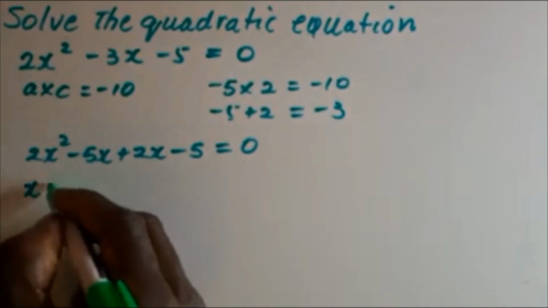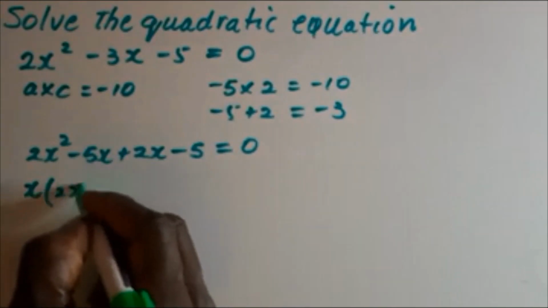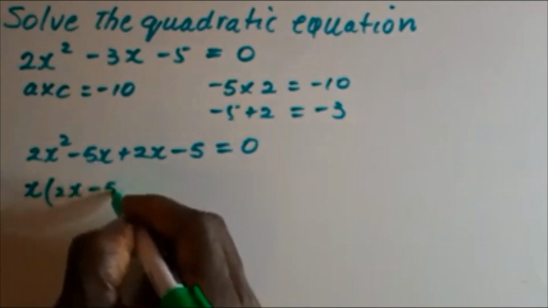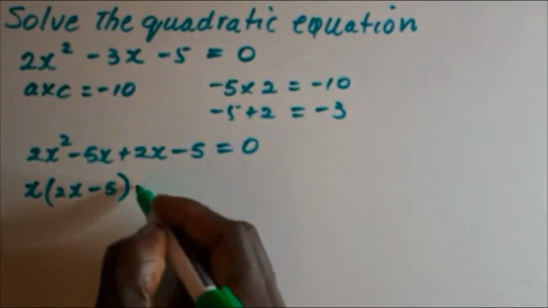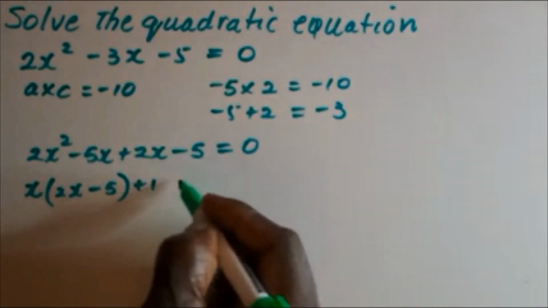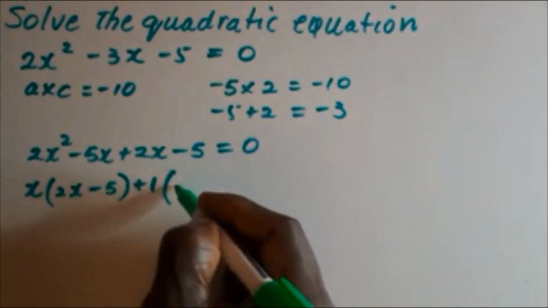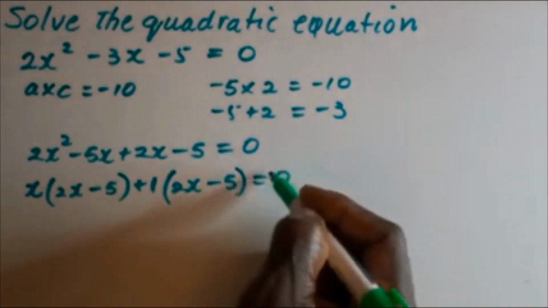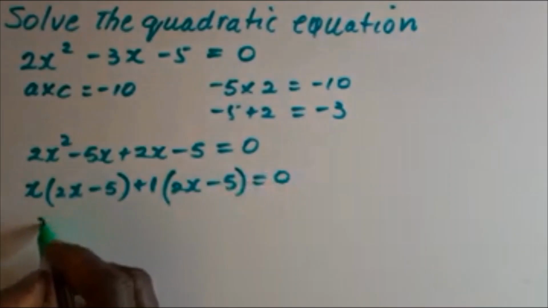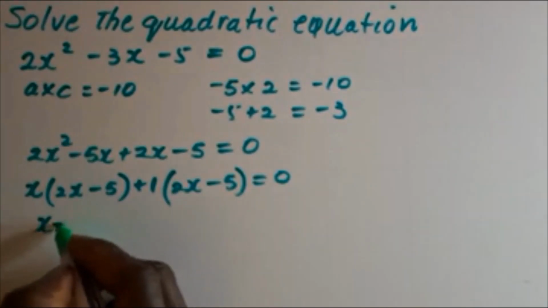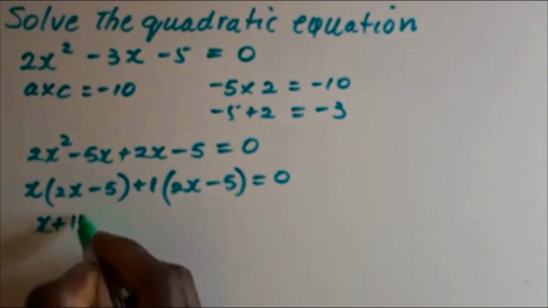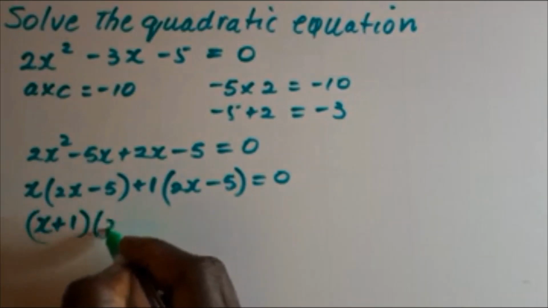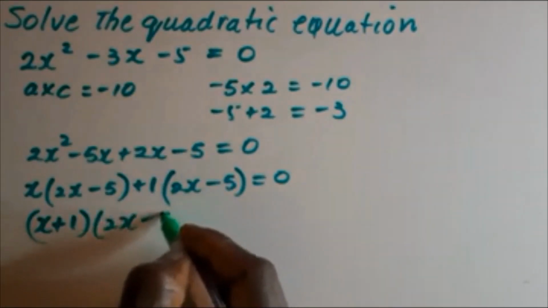We have x common here, and we have 2x minus 5 in the brackets. And we have 1 common to 2x minus 5. So we have x add 1 common to 2x minus 5.